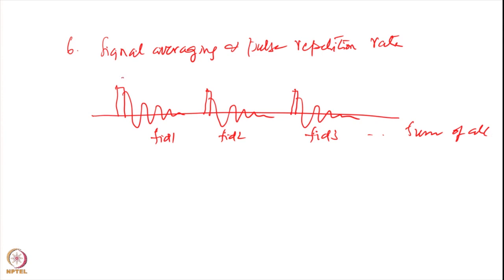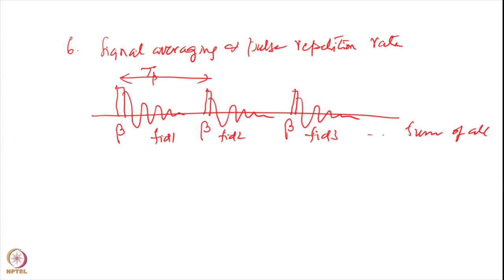Let us say the time between two pulses is TP, the same everywhere. What should be the optimum time? And let us say I have the flip angle beta here. This is also beta. This is not necessarily always 90 degrees, but I have to keep it the same. So when I apply a pulse, what happens? I collect the FID.